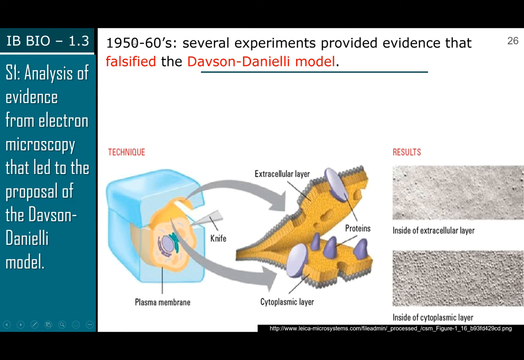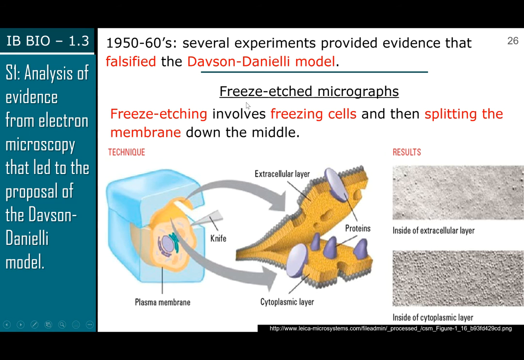But then later, there were some experiments conducted in the 50s and 60s that provided evidence that falsified the Davson and Danielli model. The method by which that evidence was obtained was called freeze-etch micrographs. So what you do is you freeze a cell and then you crack it down the middle. That splits the membrane in half, kind of like peeling apart a peanut butter and jelly sandwich, so that you have two pieces of bread, one with peanut butter and one with jelly.